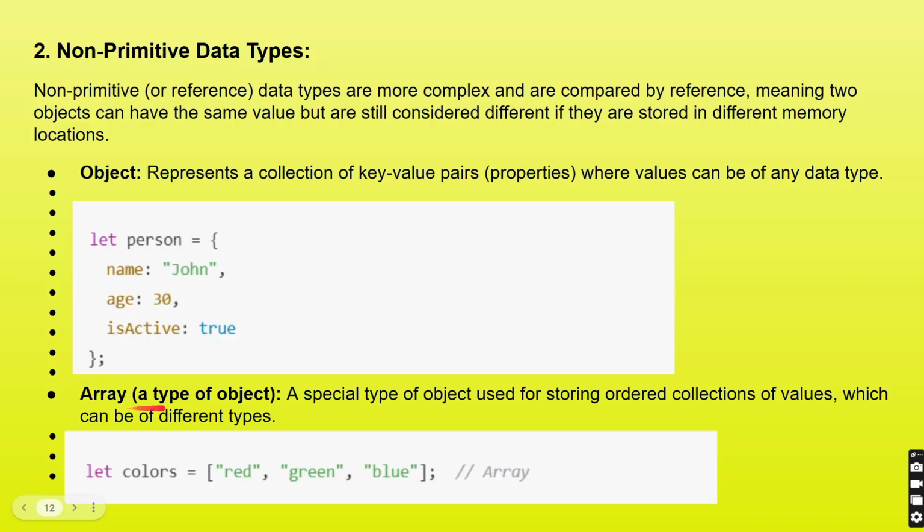And array, a special type of object used for storing ordered collections of values which can be of different types. See, we have let colors assigned with square brackets: red, green, blue. It's called an array. So you can see the curly brackets indicate an object and square brackets indicate an array.